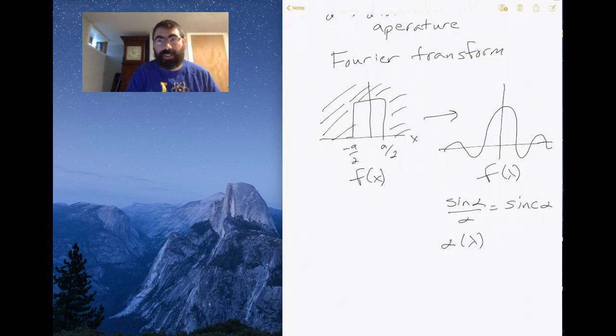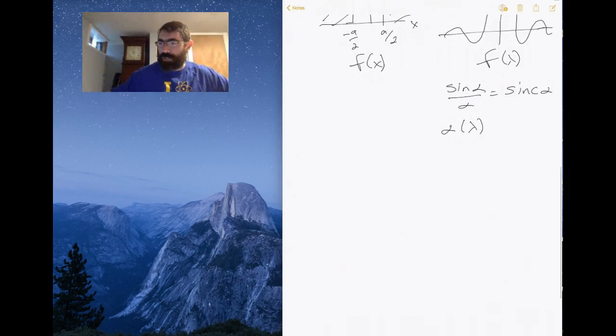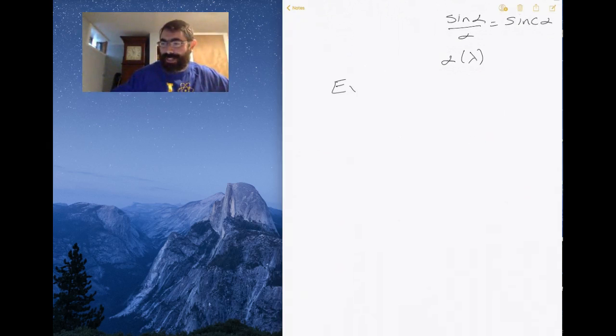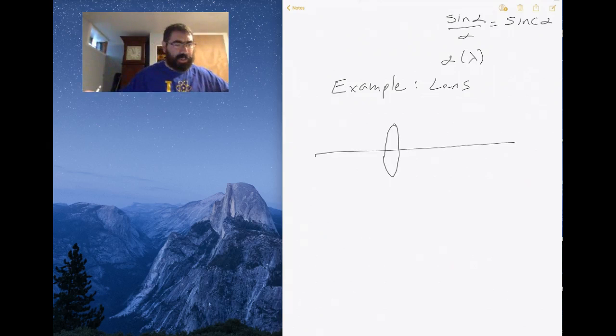But the interesting thing that we can use from this circular aperture is that now we can talk about how well we can resolve images through an aperture. How well can you form them? Maybe if we take the example of a lens, the lens is a circular aperture like this, and light is going to go through that.